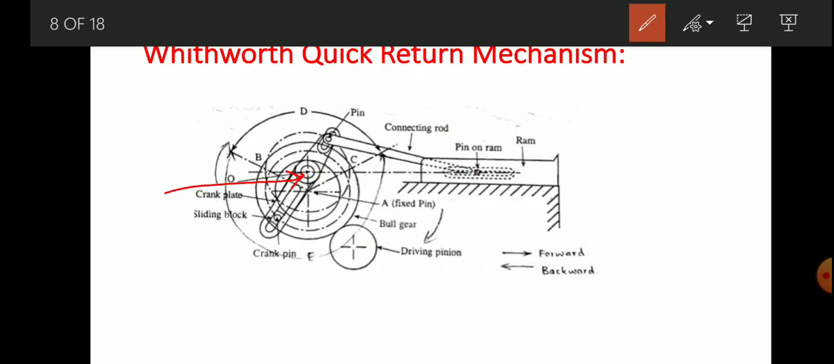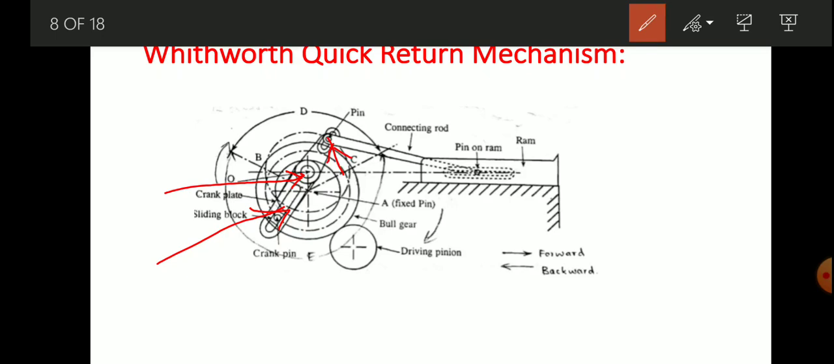A crank pin with a sliding block is fitted with the face of the bull gear and slides in the crank plate. Here we have a crank plate, which slides over the sliding block. The other end of the crank plate is connected to the connecting rod by means of a pin, and the other end is connected with the ram, which is reciprocated in the horizontal direction.